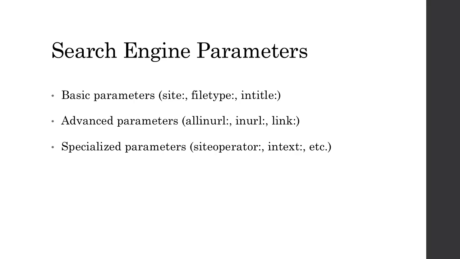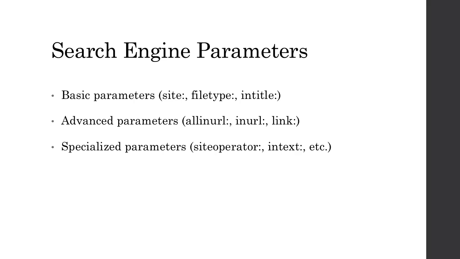Allinurl, find pages where the exact phrase is in the URL, e.g., allinurl:google.com/search shows URLs containing that phrase. Inurl, search for pages with a specific word or phrase in the URL, e.g., inurl:search looks for URLs containing the word search. Specialized parameters.